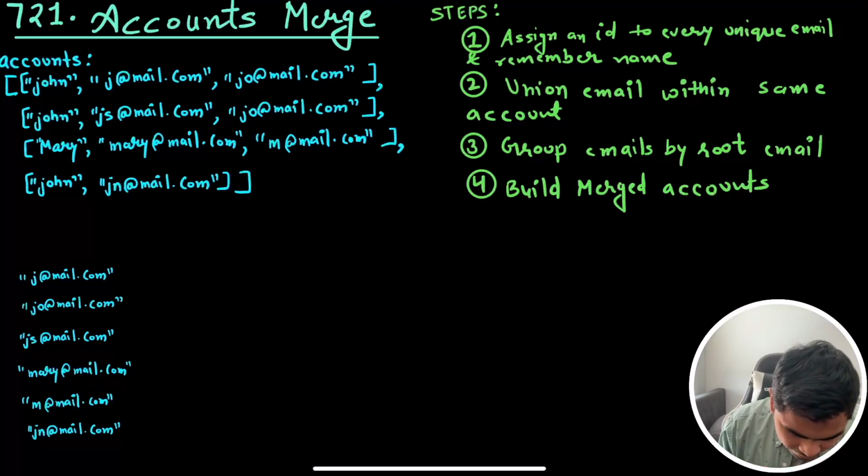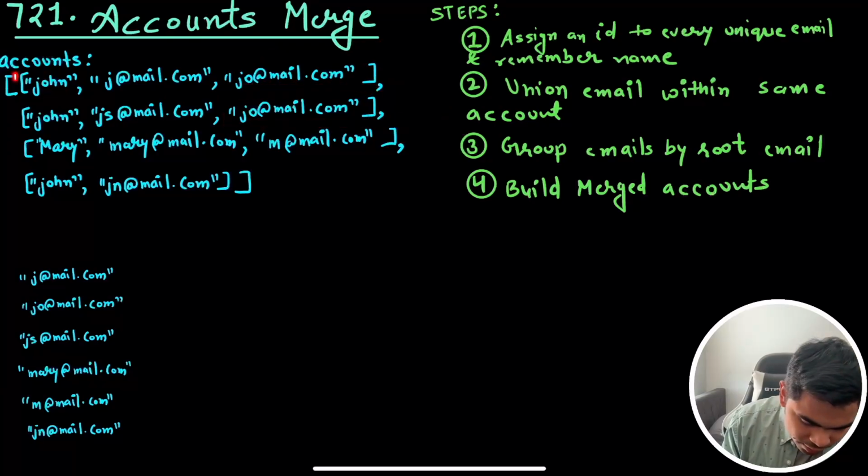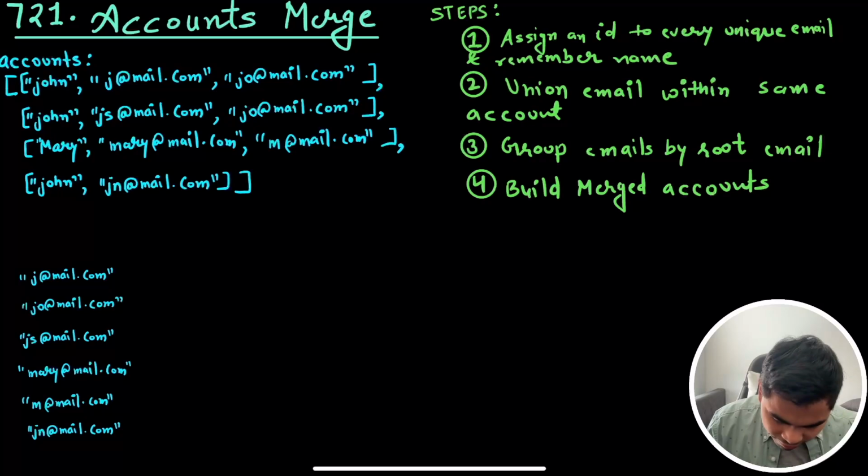But if you go through the emails of John, again the second account, the first email is different, but the second email is Joe, which is common with the first account. So that means they belong to the same person. We have to merge them. And after merging them, this is what we will be returning.